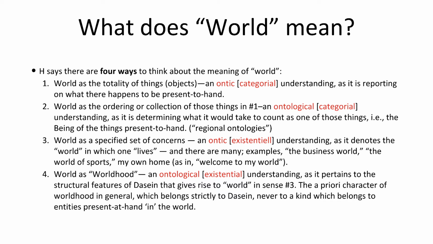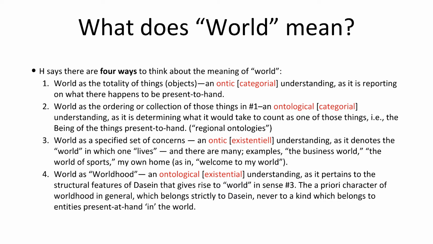And I want you to notice something. In number two, we said that there's the world of math. Number three would be the world of the mathematician. You hear the difference? The world of math is what kind of objects present to hand would count as mathematical things rather than other kinds of things. World in sense three, the world of the mathematician, would be what it's like to be living a Dasein way of being as, say, a mathematician rather than as a basketball player or an artist or a parent, something like that.